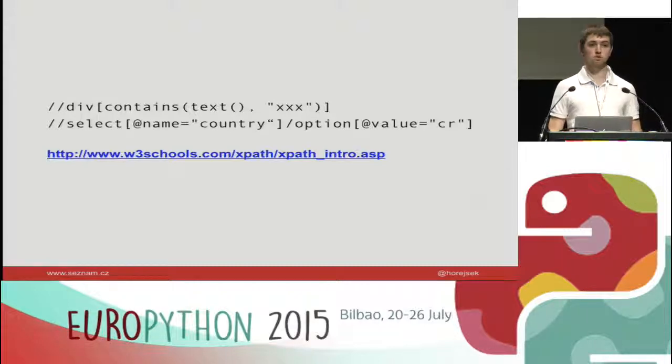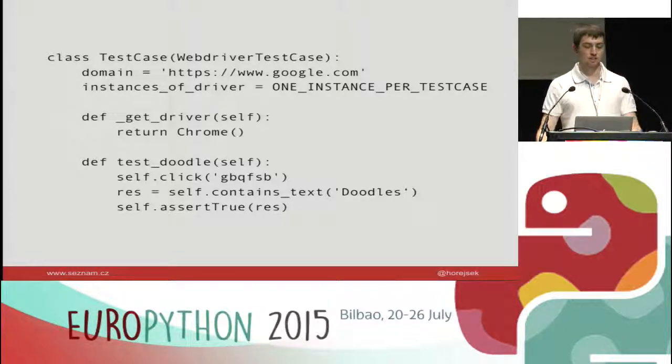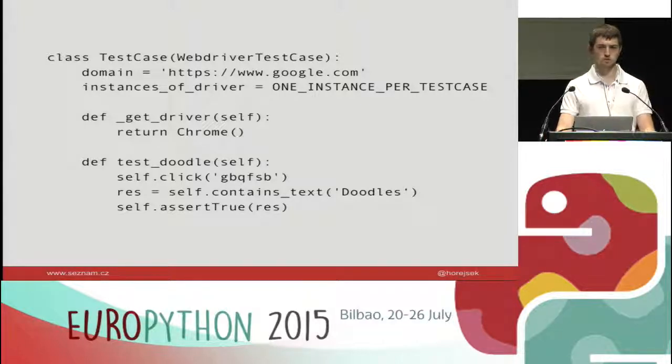We know how to manipulate a browser, but how to write tests? Well, you can use webdriver test case, which is in that library as well. And why is it there? Because it implements a lot of cool things, like it creates driver for you, and you just implement get the driver method, like in this example. Default is Firefox. And you can say with constant if you want to open new browser for every test or test case or all tests.